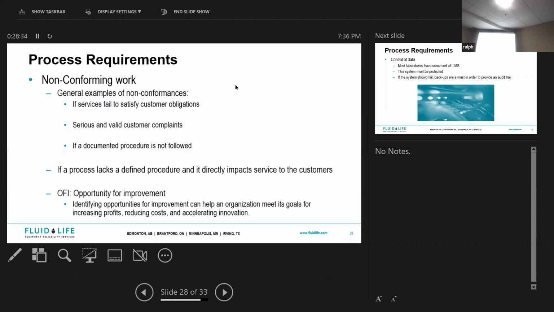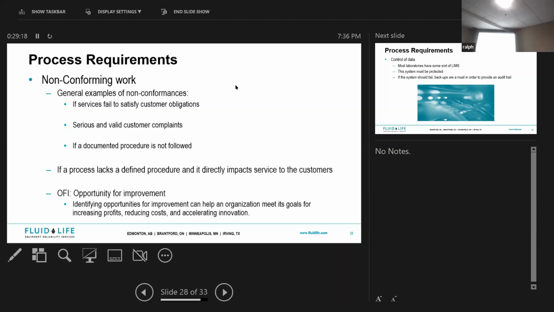Non-conforming work. So in our lab or in any lab, a lot of that comes down to if the work satisfies our customer obligations. So we said to our customers, this is what you're getting for whatever it might be. And if we fail to meet those standards that we've said that this is what we're going to provide to you, then we would log it as a non-conformance. Any other serious and valid customer complaints, we need to log it and we investigate. And if a documented procedure is not followed. So those are the things that we see as non-conforming work, but it can be so many different things.